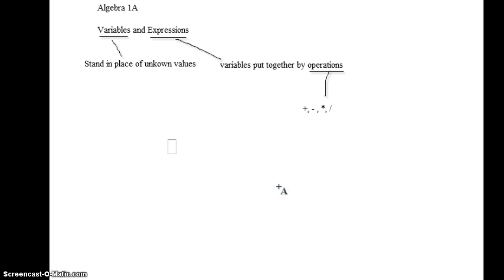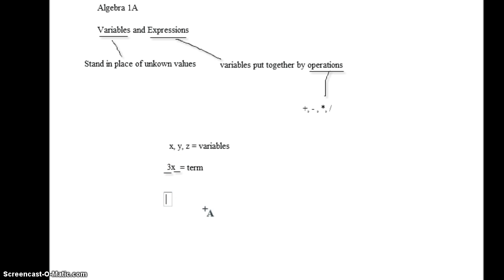Now there are some parts. X, Y, Z, those are variables. If we have 3x, the first part is called the coefficient, and the second part is the actual variable, but this whole thing is in actuality a term.